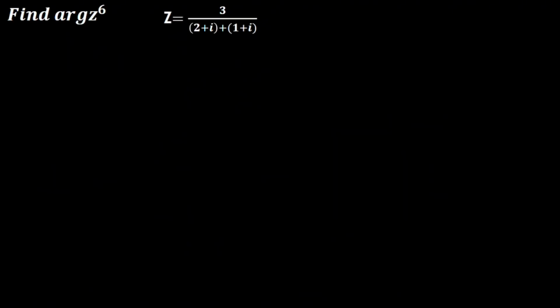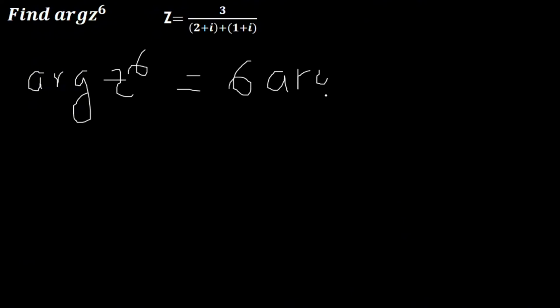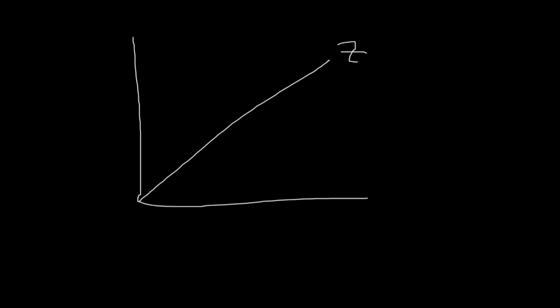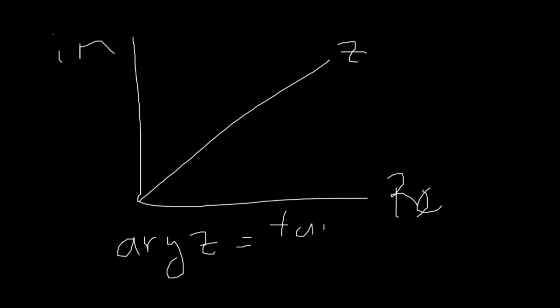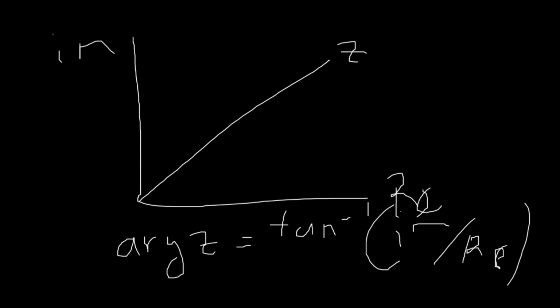Next, you are asked to find z to the power 6. The argument of z to the power 6 is equal to 6 times the argument of z. So we need to find arg z. This is derived from this graph, where you can have z here. You have the imaginary, you have the real. Therefore, the argument of z is equal to tan inverse of imaginary all over real. That is how we derive it.